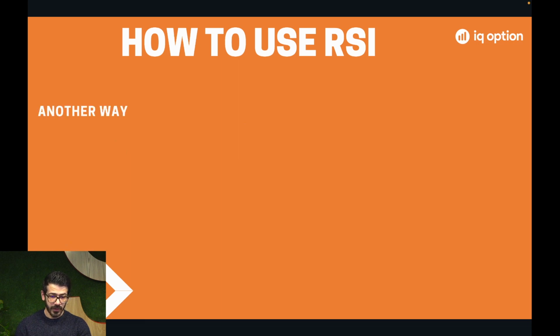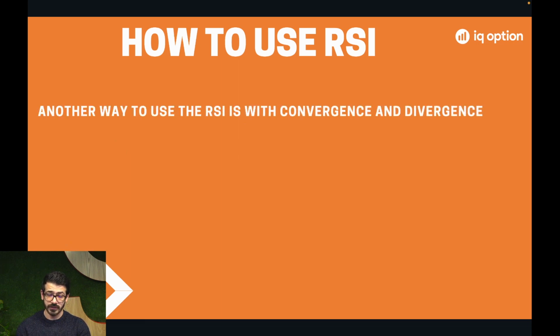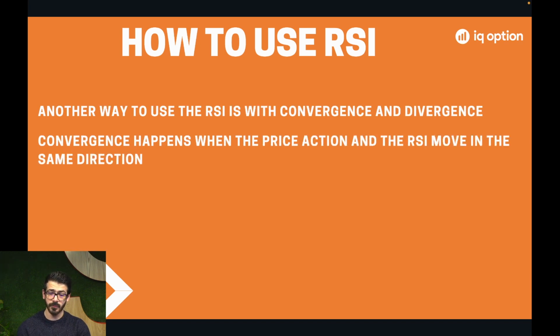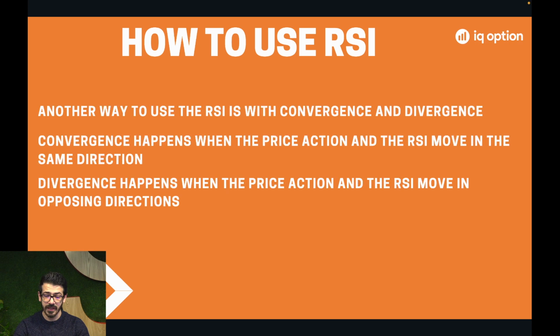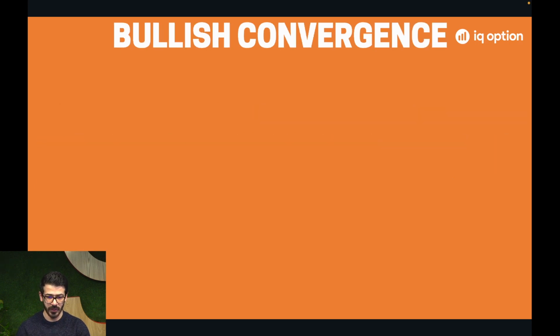Another way to use the RSI is with convergence and divergence. Convergence happens when the price action and the RSI move in the same direction. Both of them are moving in the same direction. Divergence happens when the price action and the RSI move in opposing directions. Let me show you how.